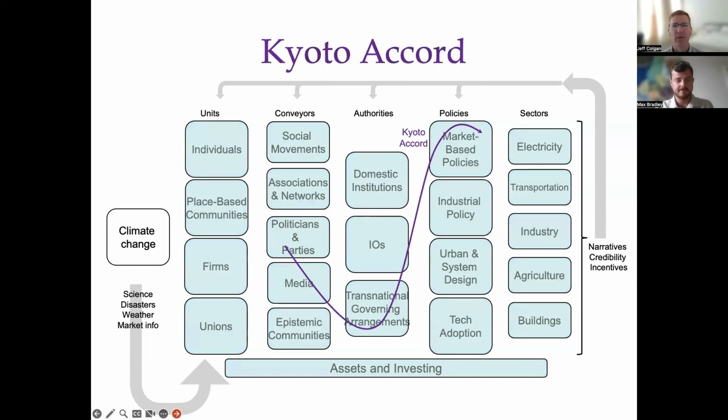Yeah, so the second way that you can use this map is to think about the implicit theories of change that underlie real-world policies like the Kyoto Protocol from 1998. And that policy was a transnational governance arrangement. So you see that the line passes through that box down at the bottom, but it was also very much focused on market-based policies. So that's another way the line passes through.